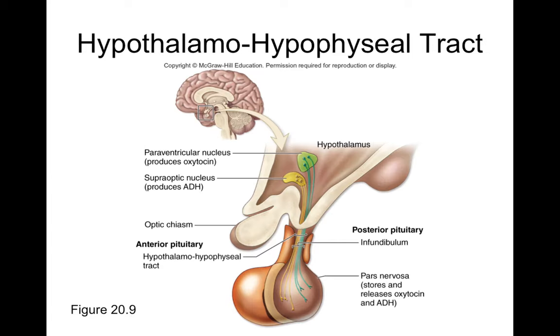So what this looks like then is we have neuron cell bodies in the hypothalamus, like the supraoptic nucleus and the paraventricular nucleus. Their axons are going to extend down the infundibulum straight into the posterior pituitary, where these axons will synapse directly on the blood vessels in the posterior pituitary.